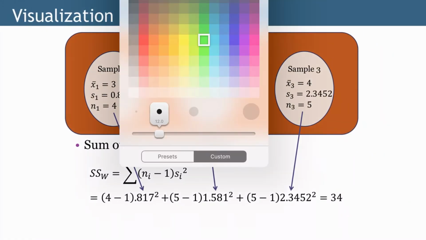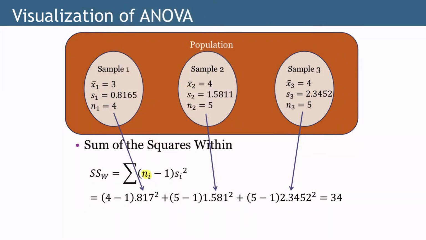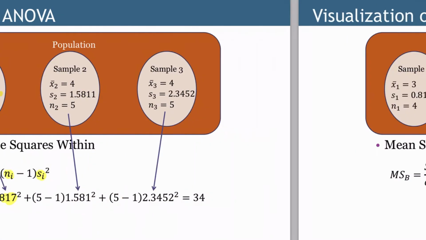Here's your sum of squares within. So let's jump back here. And so n, well, what's n? N is this. What's the standard deviation? Well, there's my standard deviation. So there it is, and then we square it. And there's my n. These values are coming from within that sample. Then we do the same thing for sample 2, same thing for sample 3. Sum them. We got 34. So there's my sum of squares within.